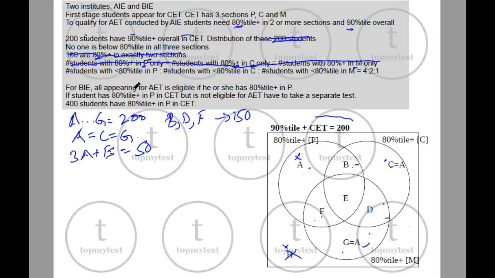Okay, now this is the last set of information. Number of people with less than 80 percentile in physics, which means outside this, that is 2A plus D. People with less than 80 percentile in chemistry, outside of chemistry, so 2A plus F. Number of people with less than 80 percentile in maths, so outside of the maths eligibility, so 2A plus B. This ratio is 4:2:1.